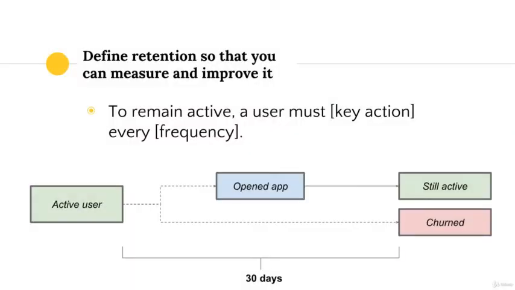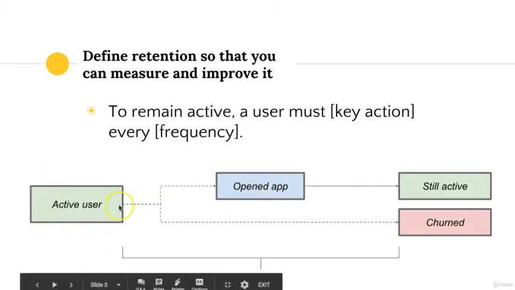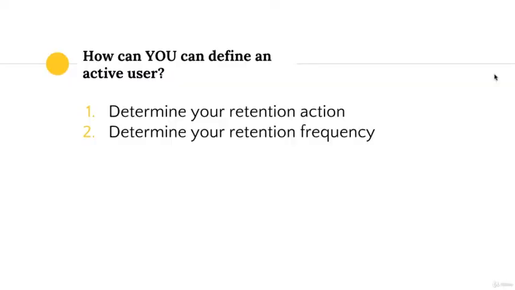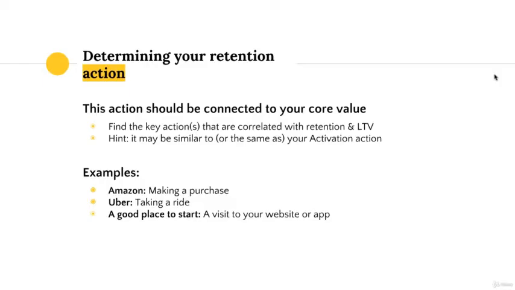So your definition might look something like this. To remain active, a user must do X every this time period. If we look at this example here, we have somebody who's active and there's a 30-day time period, and in order for them to remain active, they must open the app. So how can you define an active user? Well, first you need to define your retention action, and then you need to define your retention frequency.